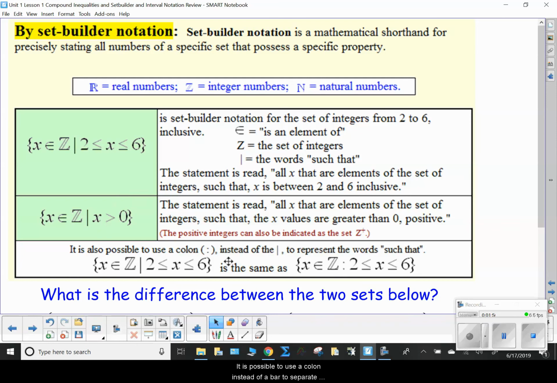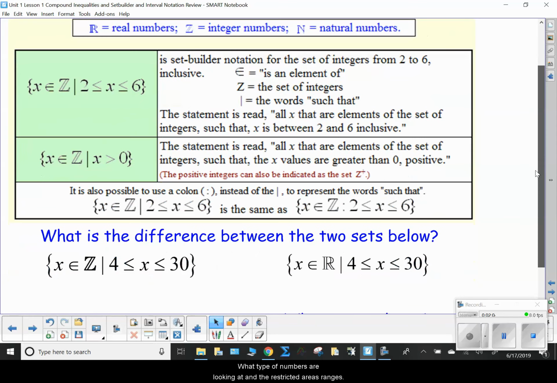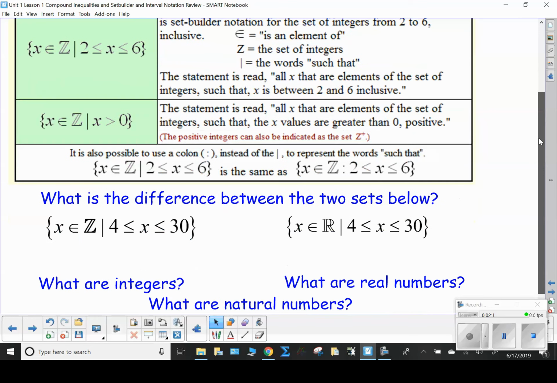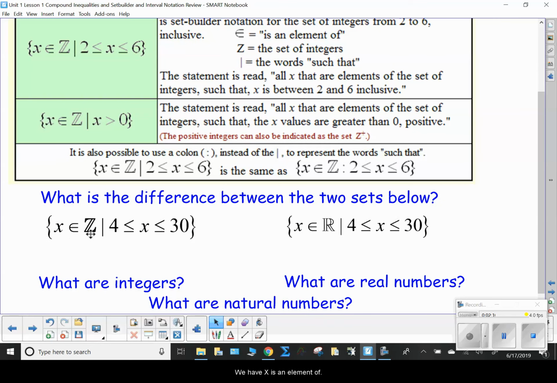It is possible to use a colon instead of a bar to separate the definition of what type of numbers you're looking at and the restricted areas or ranges. Okay, both mean such that. Now, when we look down here at these two, we have x is an element of integers such that 4 is less than or equal to x is less than or equal to 30. On the right, we have x is an element of real numbers such that 4 is less than or equal to x is less than or equal to 30. What's different?